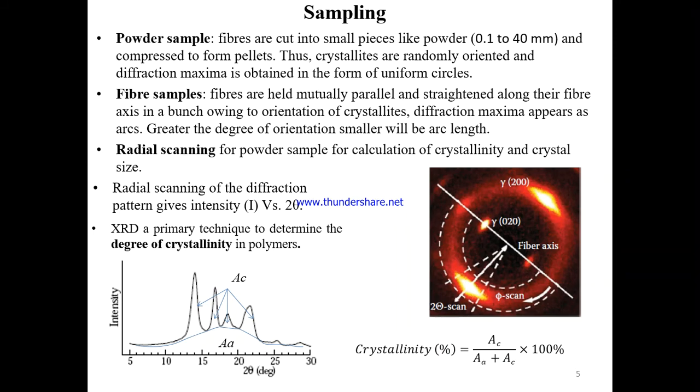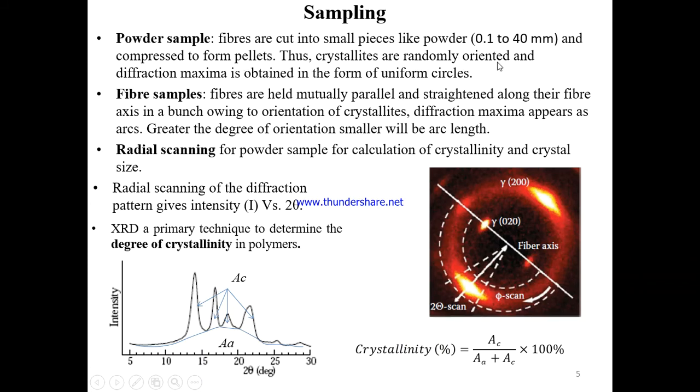There are two types of sampling used for the measurement of textile and polymeric material. One is the powder sample, another is the fiber sample. In case of a powder sample, the fibers, which have a length or hair-like structure, are cut into small pieces with the help of scissors, so that the powder particles have a size between 0.1 to 40 millimeter in diameter, and then those powders are compressed to form a pellet. A pellet is just a button-like configuration, which you form with the help of some salt.